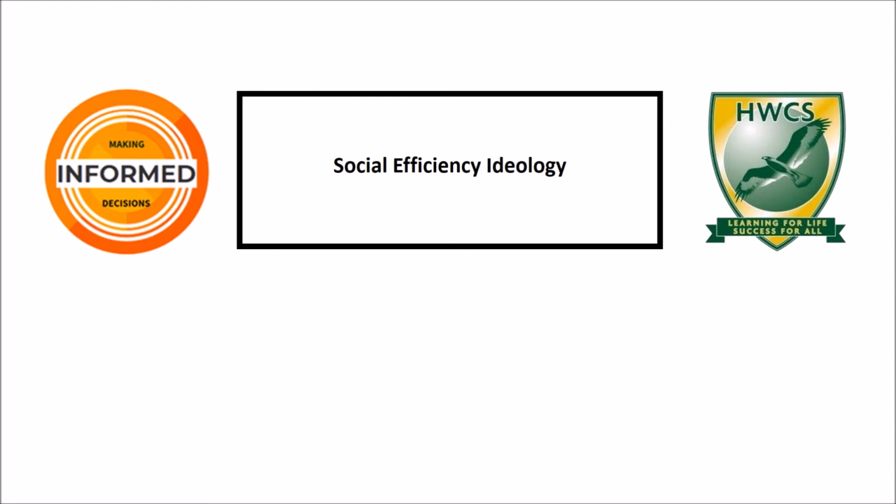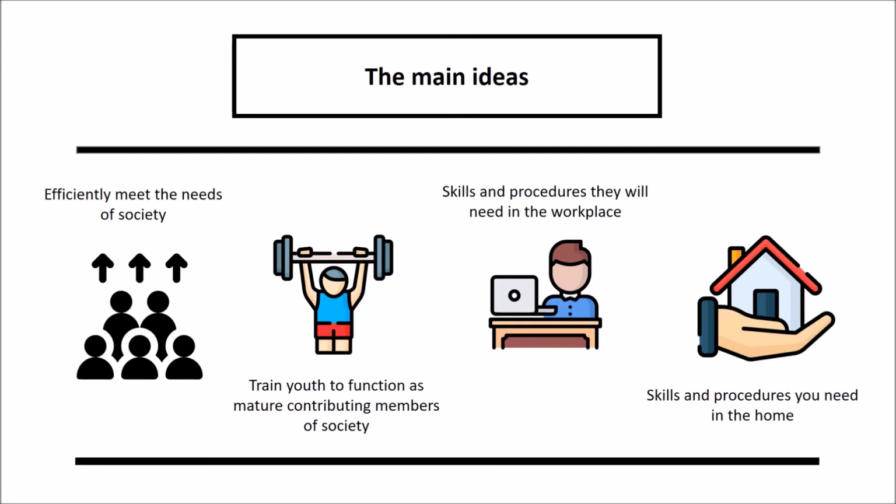So next up is the social efficiency ideology. The main ideas of this are that we need to efficiently meet the needs of society, and we need to train youth to function as mature, contributing members of our democratic society. Therefore, we need to build skills and procedures that they're going to need in the workplace, and the skills and procedures you need at home.